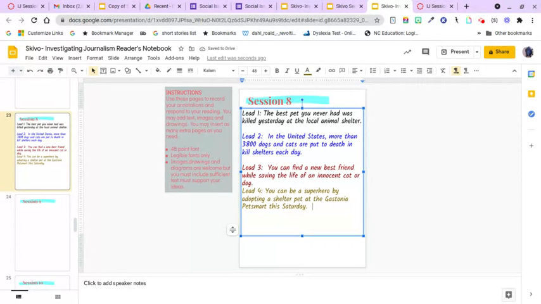Okay, so again, not a lot of information, but something. Who doesn't want to be a superhero? I think we all have a virtual cape in our closets. So you can be a superhero by adopting a shelter pet in the Gastonia PetSmart this Saturday. Again, that's more of a positive lead. So you can go negative or you can go positive. Sometimes the negative causes people to react more quickly and more strongly. We focus on negative things. Unfortunately, that's human nature. So sometimes you do want to do that.